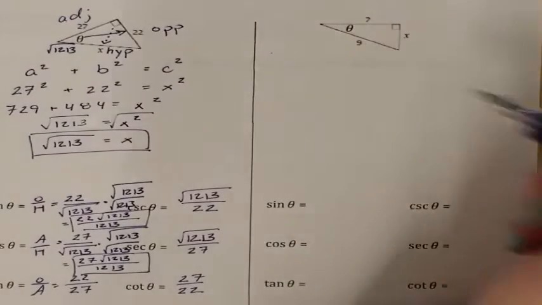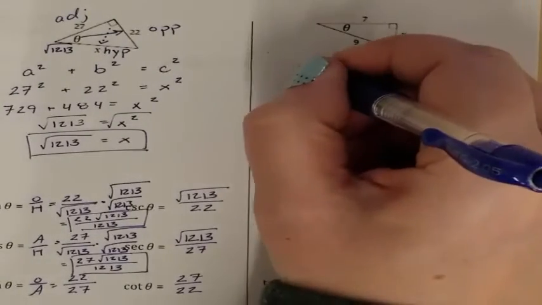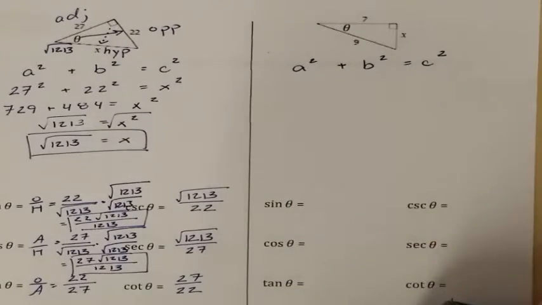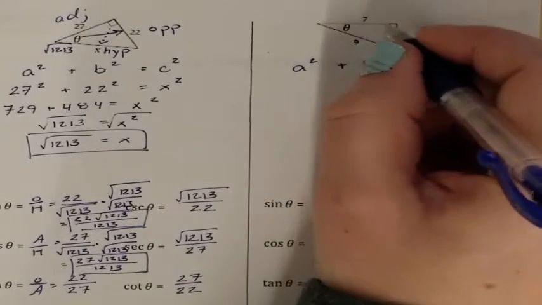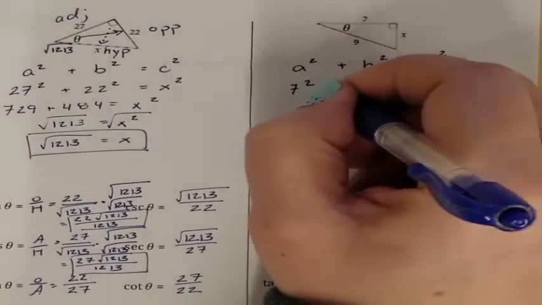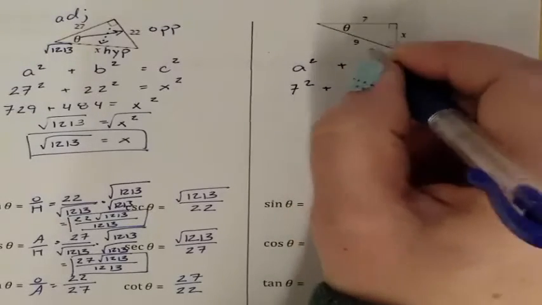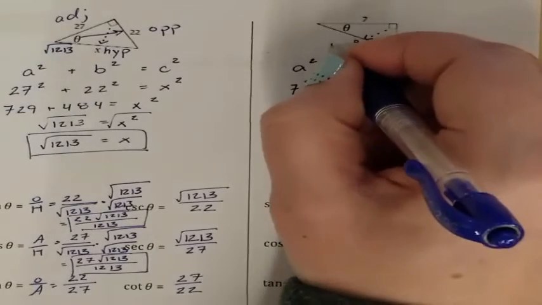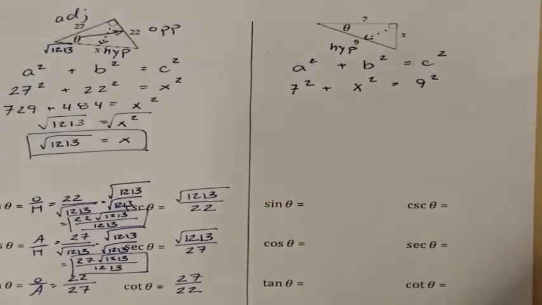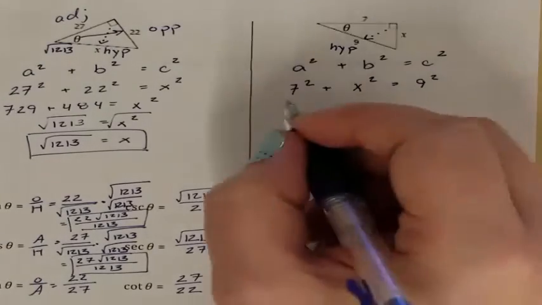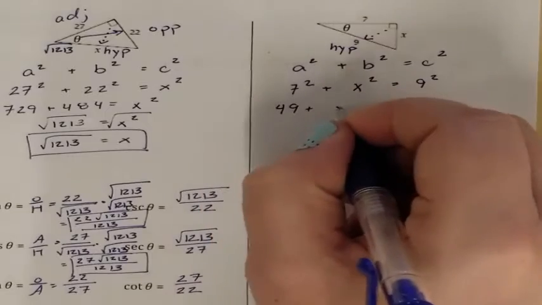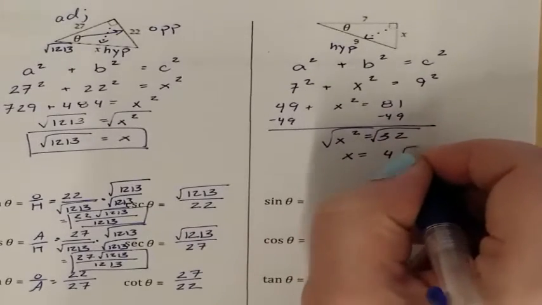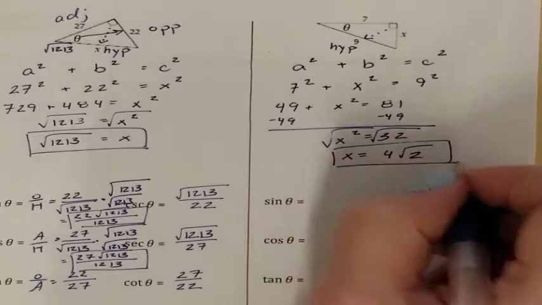It's a right triangle. I know two of the three sides, which means I'm going to need a squared plus b squared equals c squared to find the third side. So I know one leg, so I know A. I need to find B. I do know C because C is always going to be our hypotenuse, which is always immediately across. So go ahead and solve for our missing x value. So x equals 4 root 2.